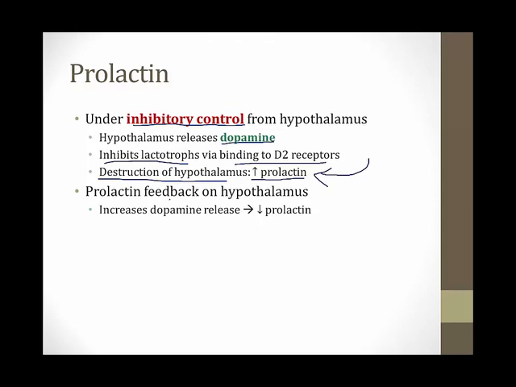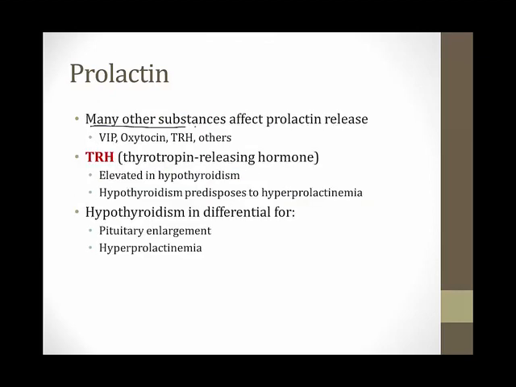Prolactin can exert feedback on the hypothalamus. It can increase the dopamine release, and this leads to a fall in the prolactin level. You should know that there are many other substances which have been shown to affect prolactin release.